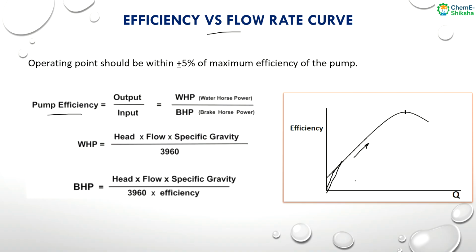So theoretically, the efficiency is 0 at 0 flow rate. That's why this curve should start from this 0 point, and it will increase as we increase the flow rate. After the curve achieves the maximum efficiency point, it decreases, and the operating point should be within plus or minus 5% of the maximum efficiency of the pump. So let's say this is the maximum efficiency and this is the plus or minus 5% range. Within this range, our operating point should be.